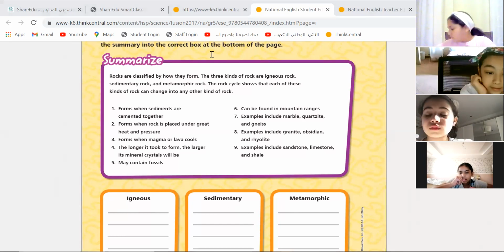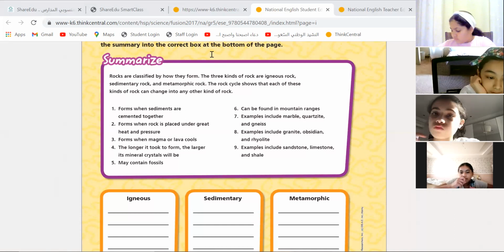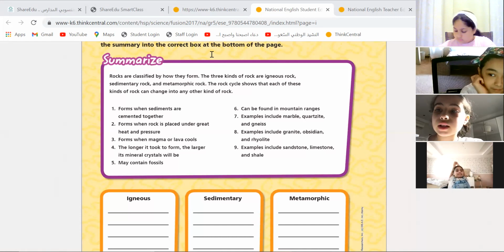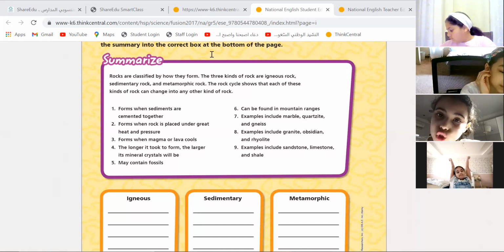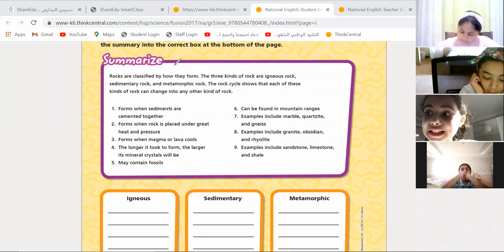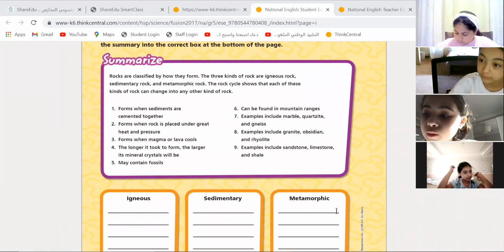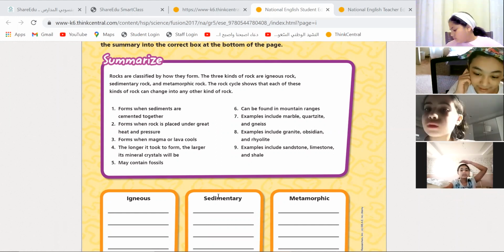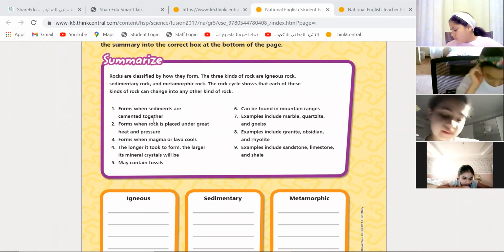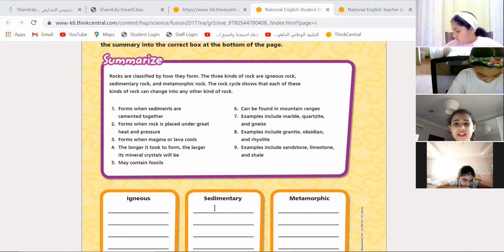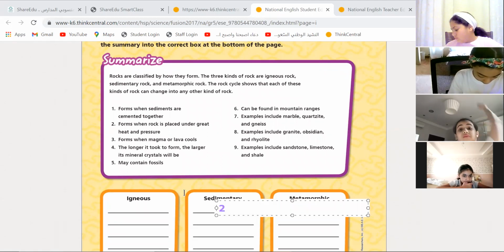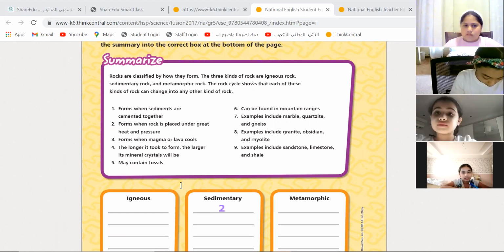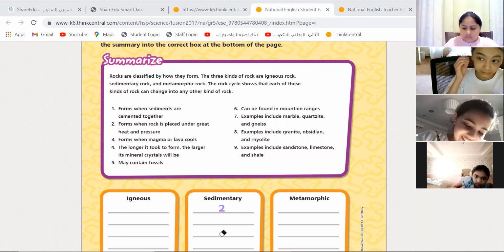Forms when sediments are cemented together. Excellent. Forms when sediments are cemented together. Which one do you think? Is it igneous, sedimentary, or metamorphic? Excellent, sedimentary, because they are cemented together. Very good. So write number two over here. Sorry, number one. It is number one.